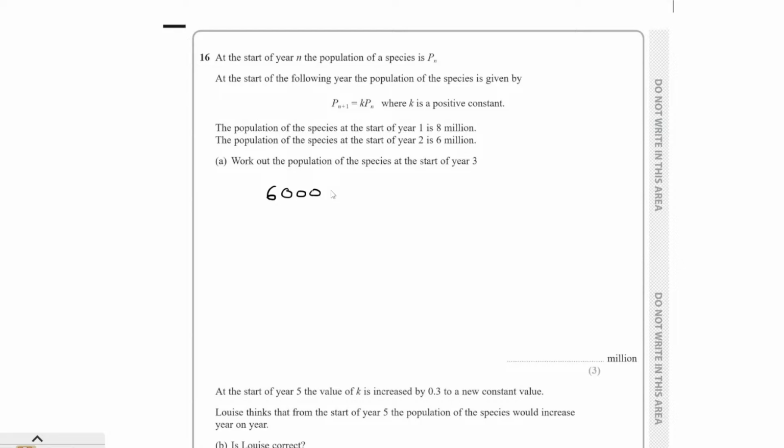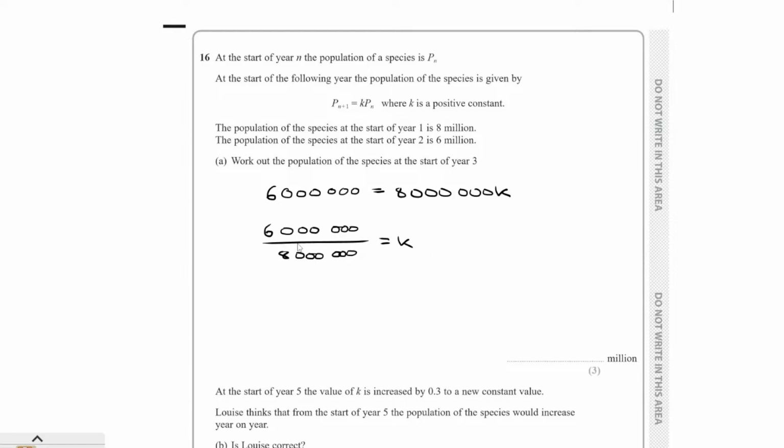6 million, you don't have to write the zeros, you could just put an m if you want, is equal to the previous year, which was 8 million, times by k. Do you see how now I can just work out what k is if I divide by 8 million? And then you get a nice fraction, which actually is quite a nice one. 6 million over 8 million is equal to k.